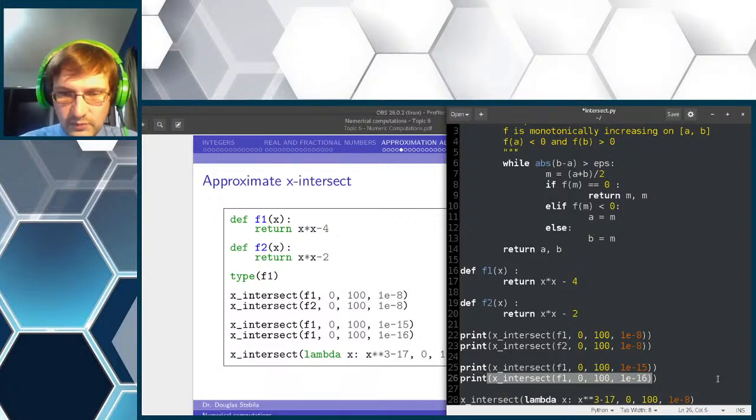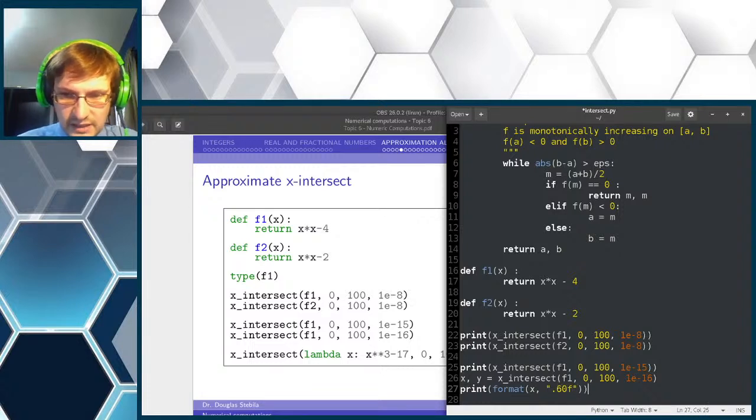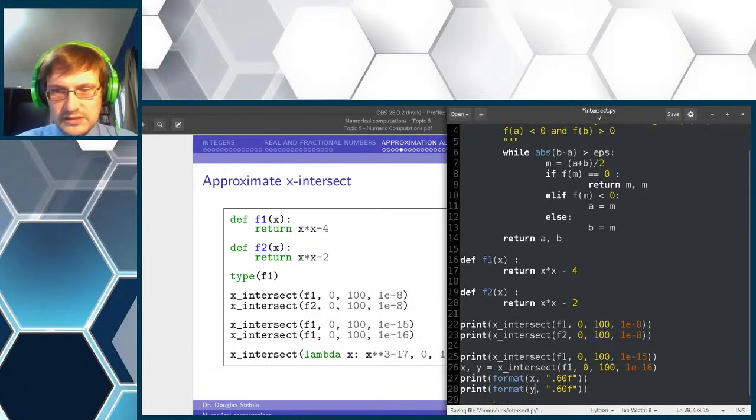In fact, if you want to take a look at the actual things going on back there, you can format x.60f, and I think this is it. I hope I haven't switched these.